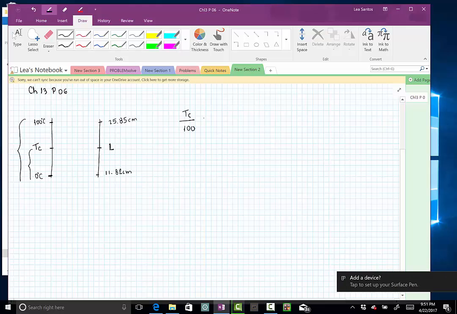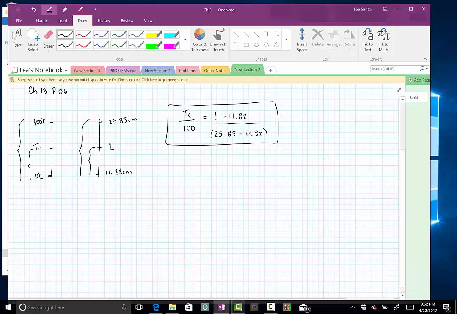On the other side, for this ratio, I'm going to put L minus 11.82. And for that bigger one, I will have 25.85 minus 11.82. Of course, you can just put the number here. So with this, I can get any value of the temperature. You give me the length, and we can find the temperature. So that's it, not a hard problem.